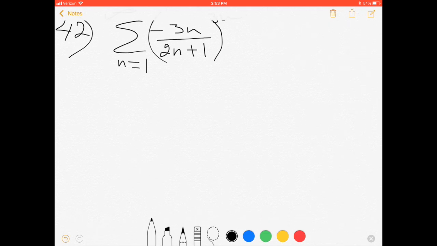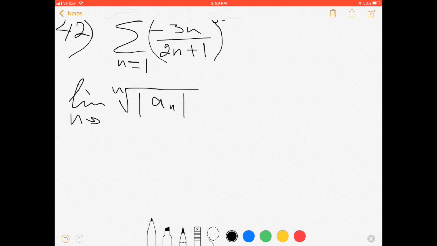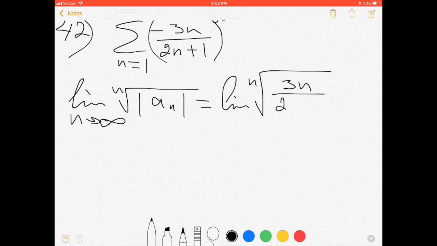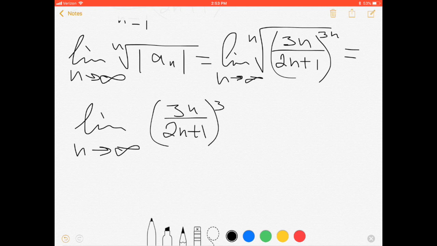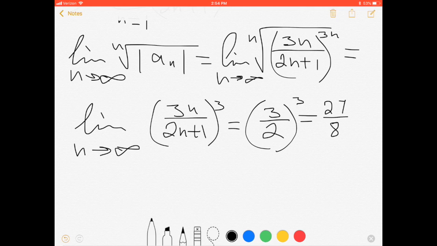Okay. Use the root test. It means the limit of the nth root of the absolute value of a_n as n approaches infinity. Here we have the limit of the nth root of (3n over 2n+1) to the power 3n, as n approaches infinity. Simplify if you use the root property. We have 3n over 2n plus 1 to only the third degree. Our base approaches 3 halves. This means 3 halves cubed is 27 over 8, greater than 1, and the series diverges.